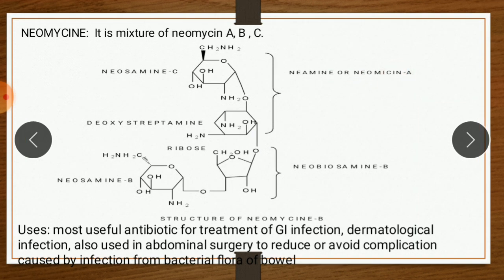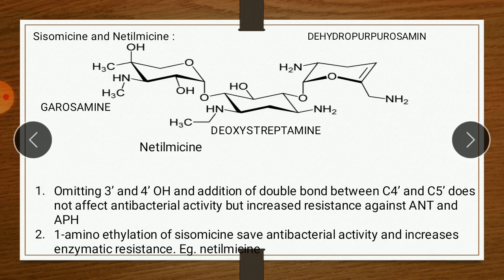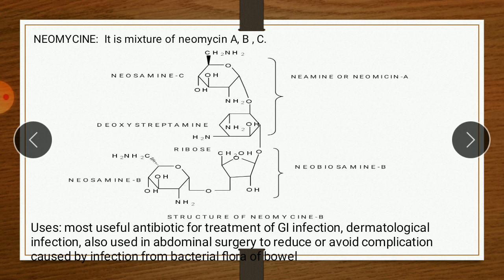So Neomycin A is a combination of the first two rings, that is Neomycin C plus deoxystreptamine. In short, Neomycin A is obtained by breaking the bond between deoxystreptamine and ribose, and it consists of two rings, Neomycin C plus deoxystreptamine.